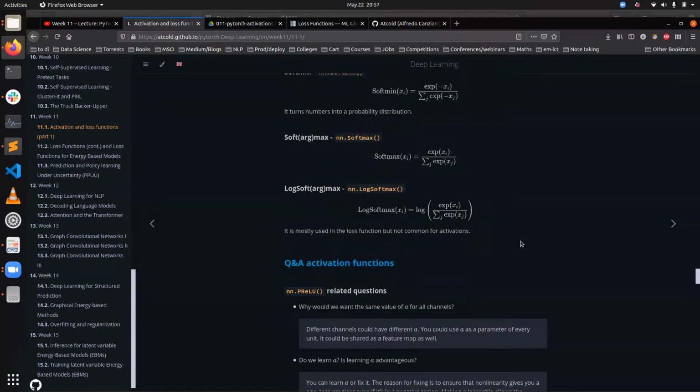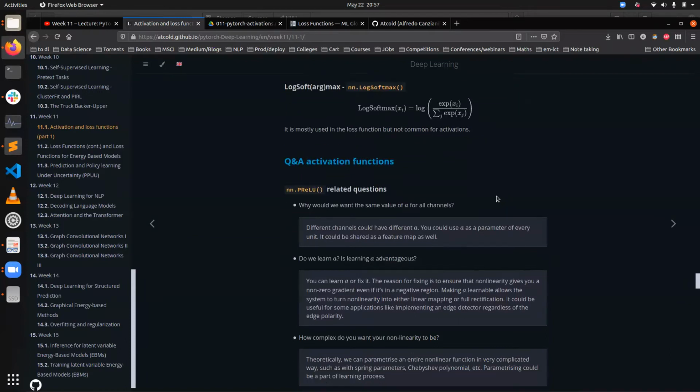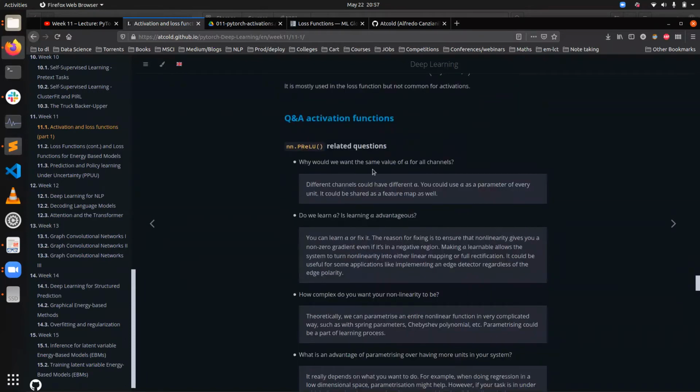Then there are a bunch of questions that they asked in the lecture. Why would we want the same value of A for all channels, where you could have different A? A is the slope for the negative side of the graph. What it says is you could use A as a parameter of every unit. It could be shared as a feature map as well. Different channels could have different A.